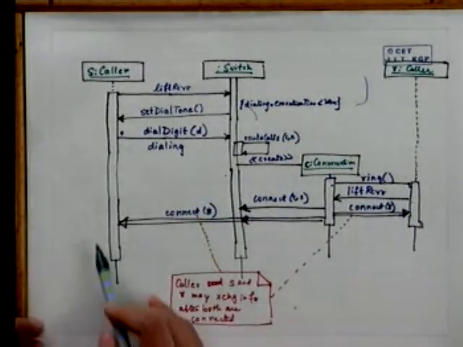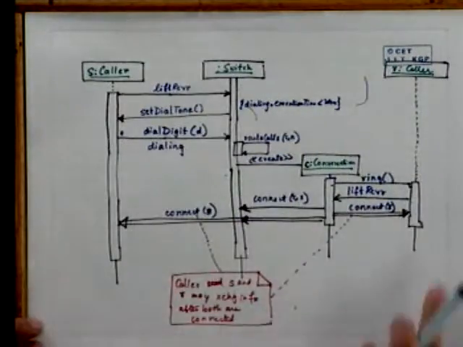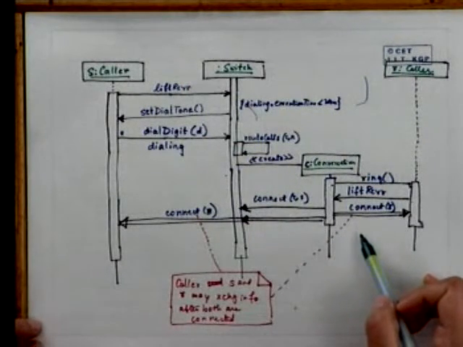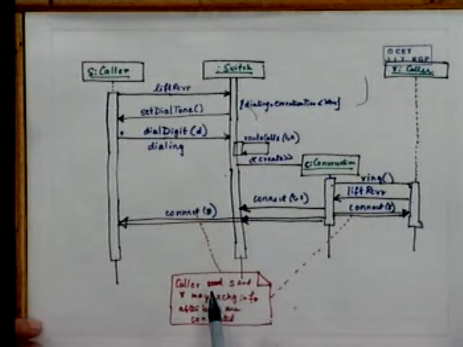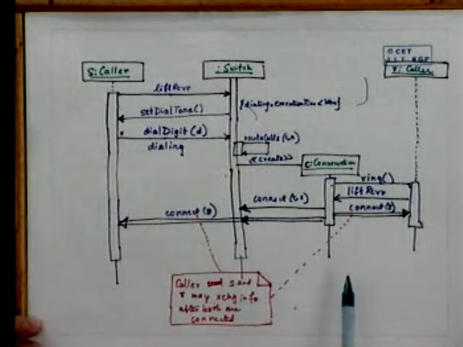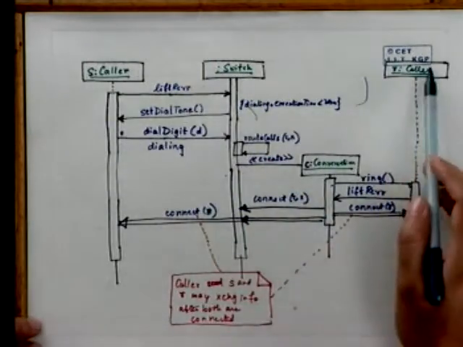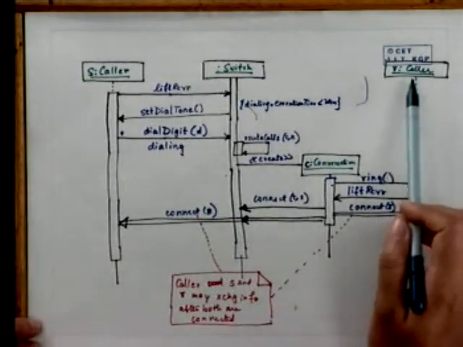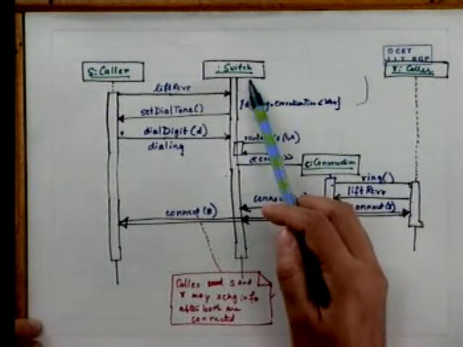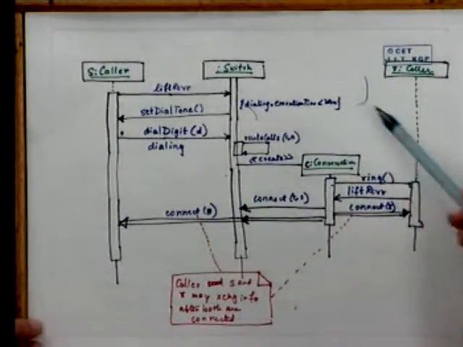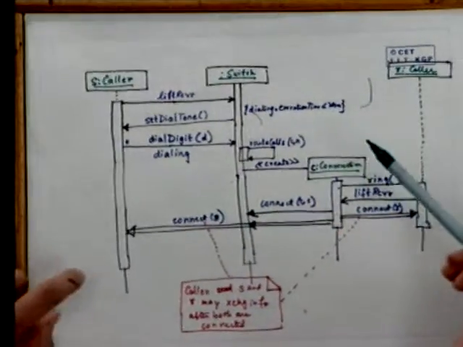And so this is the total system. So these connect messages are those messages by which caller S and R may exchange information after both are connected. So this involves four objects: caller S, conversation C, caller R, and an anonymous switch object. And these are the messages that take place between the objects.